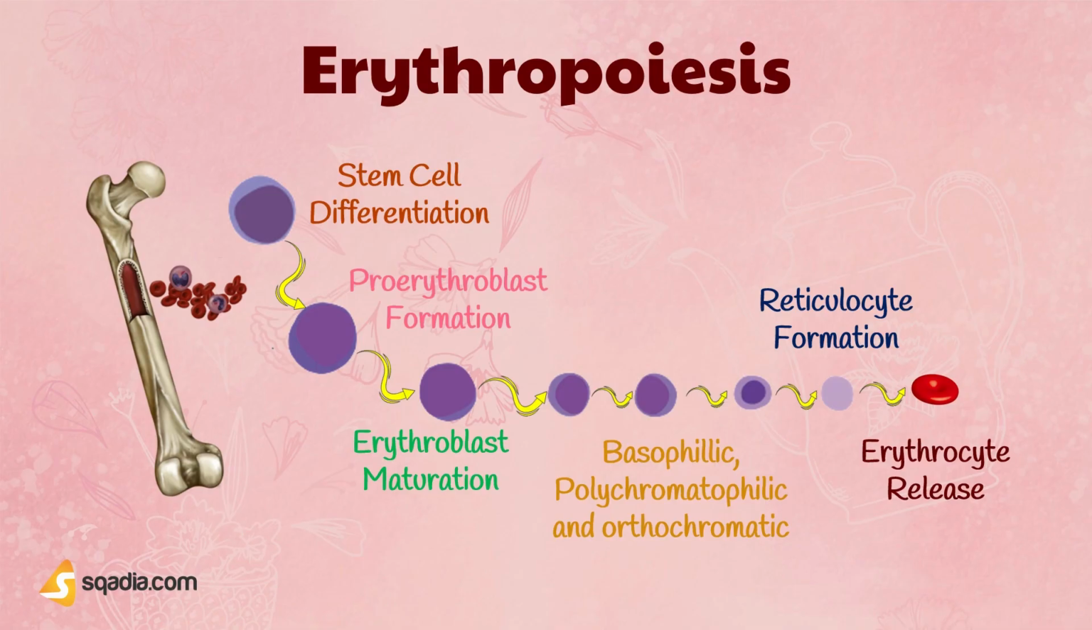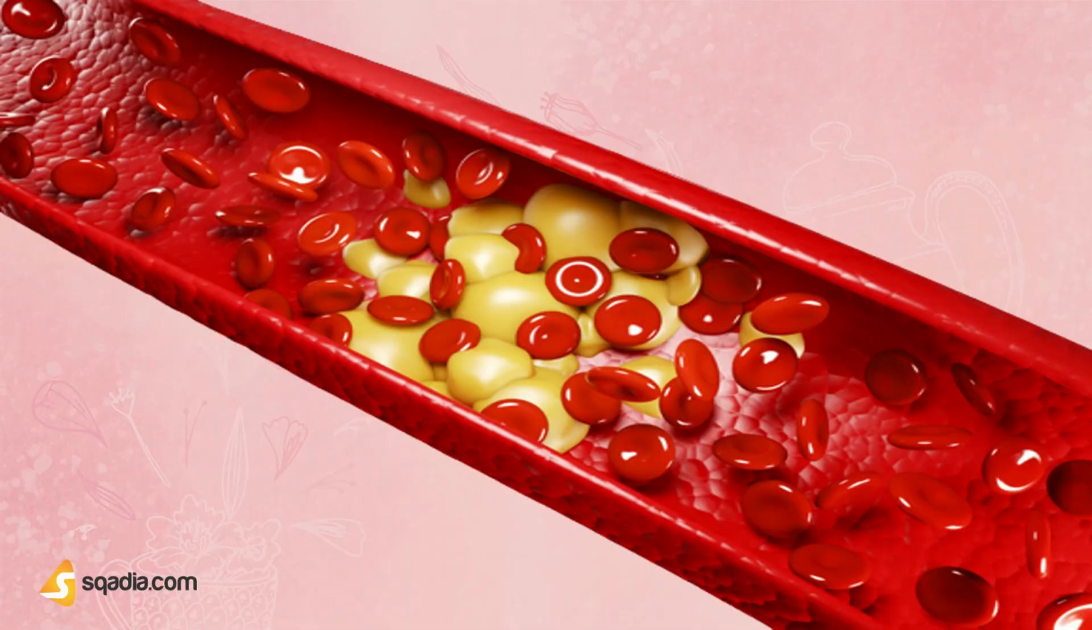Now, what would be the circulation of these red blood cells? The mature erythrocytes enter the circulation, where they travel throughout the body, delivering oxygen and removing carbon dioxide.